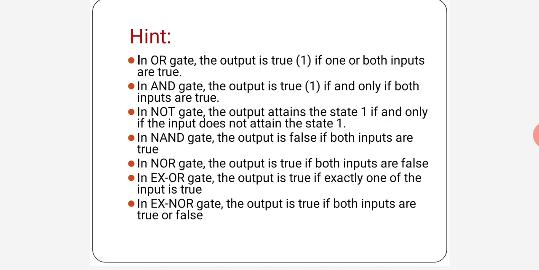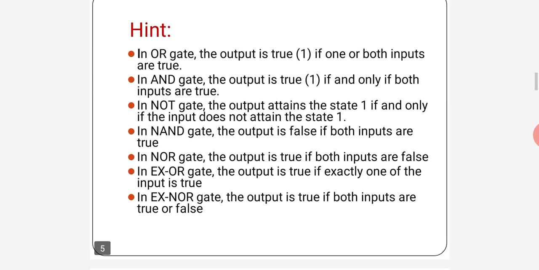Now in AND gates, the output is true if and only if both inputs are true. In NOT gates, the output attains the state 1 if and only if the input does not attain the state 1. What it simply means is that the NOT gate is simply an inverter. If the input is 1, the output definitely will be 0. And if the input is 0, the output definitely will be 1.